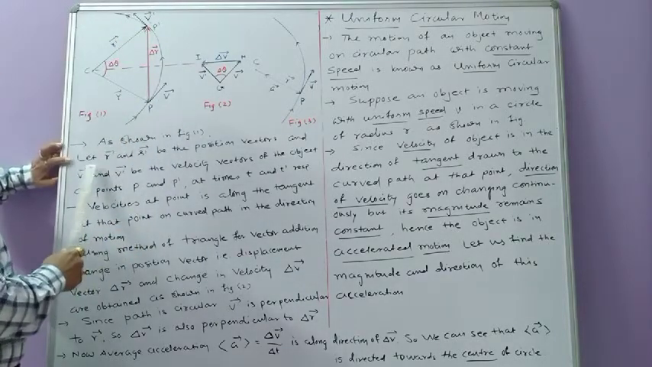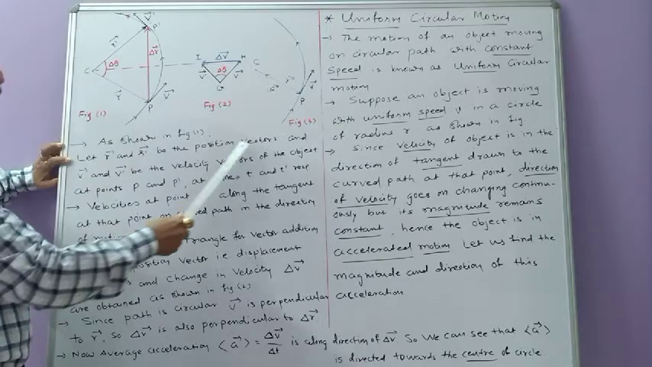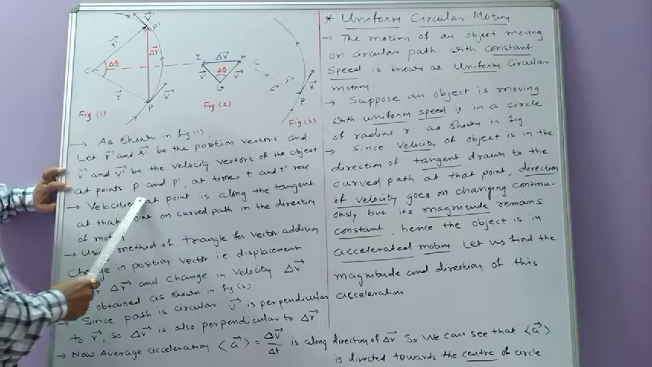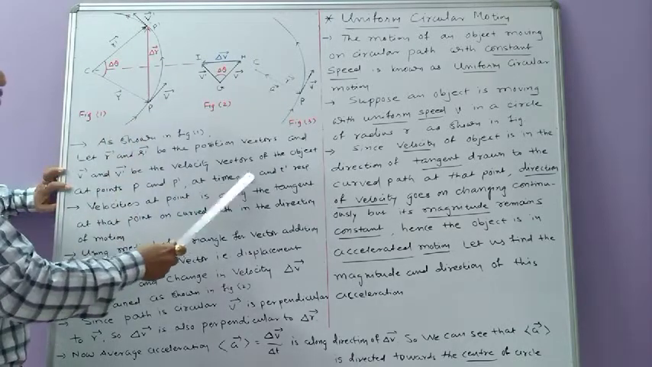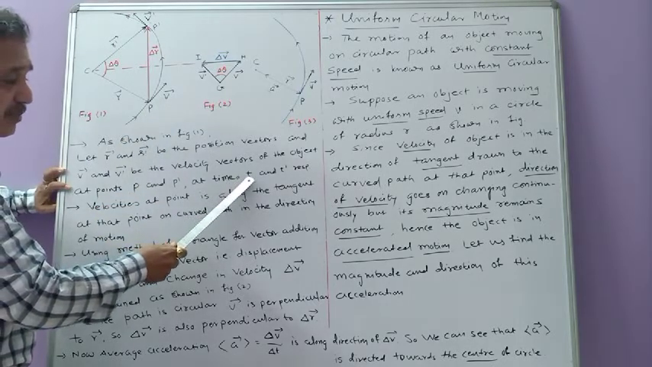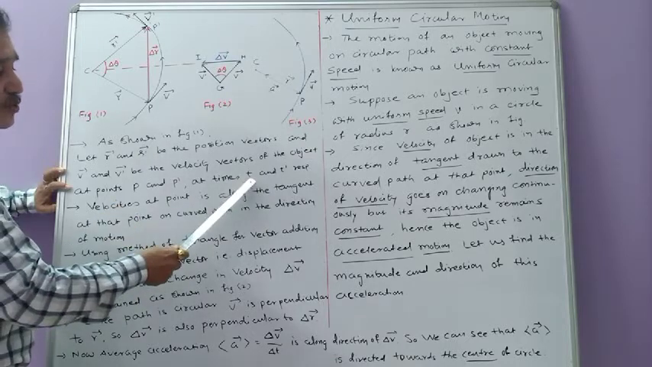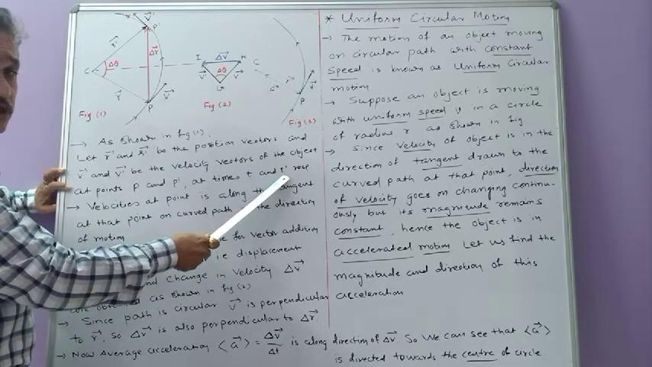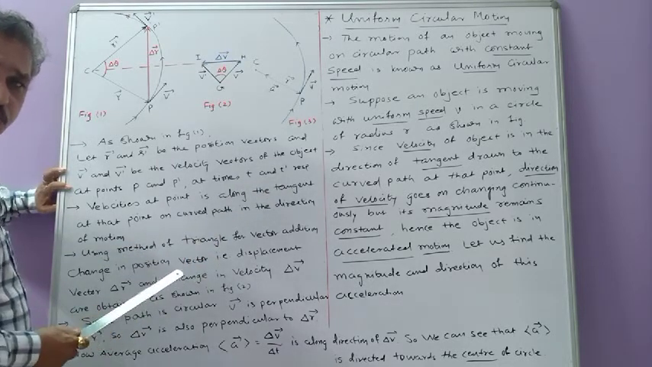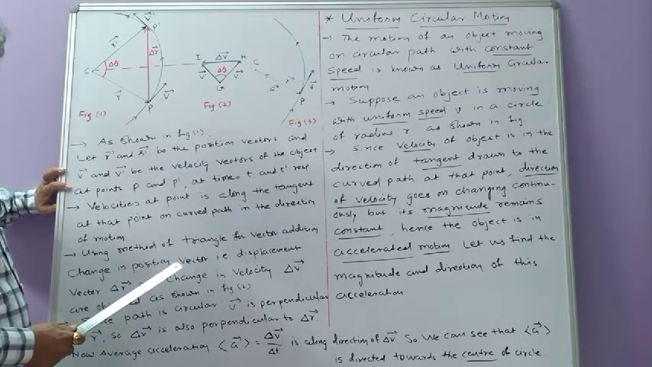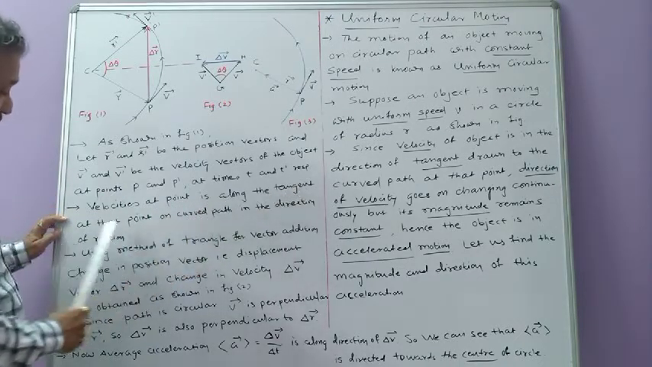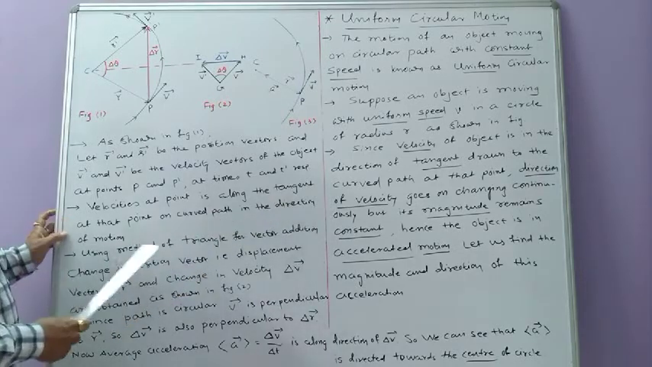As shown in the figure, let vector r and r dash be the position vectors, and vector v and vector v dash be the velocity vectors of the object at points P and P dash at time t and t dash. So these are at two different times, one at time t, another at t dash. If I say t is 4.0 seconds and t dash is 4.5 seconds, then t dash minus t is 4.5 minus 4.0, which is 0.5 second, the time interval. Velocity at a point is along the tangent at that point on a curved path in the direction of motion.